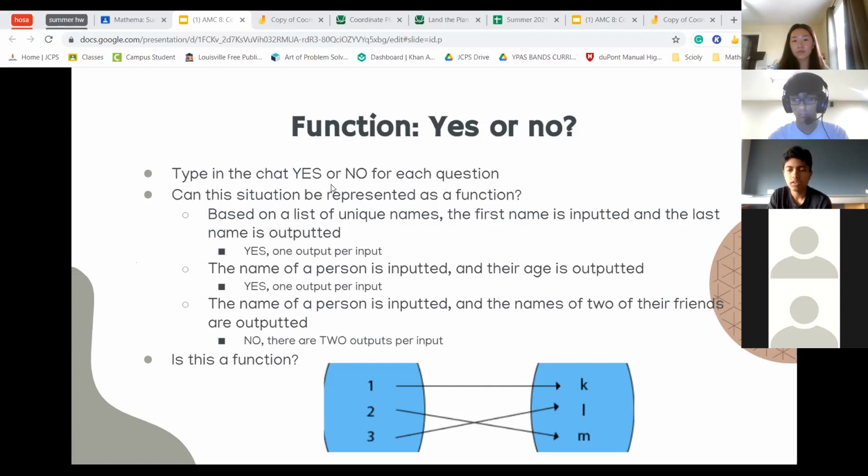Oh, how is it a function? The definition of a function is that for every input, there is one unique output. It says the first name is input and the last name is outputted, and it's a list of unique names. So there's no way that two people can have the same first name and different last names. For every first name that is inputted, there's one unique output, and that would be the last name. So it just matches the definition of a function. These are like typical number functions. This is just practicing that there's one output for each input.